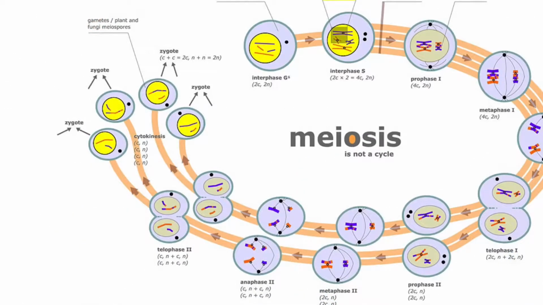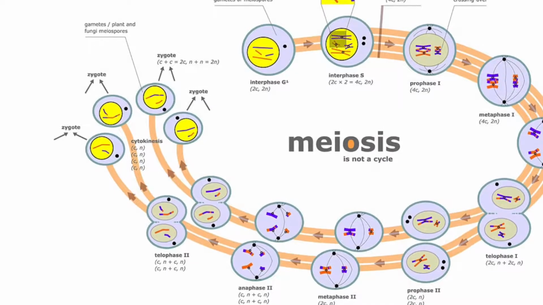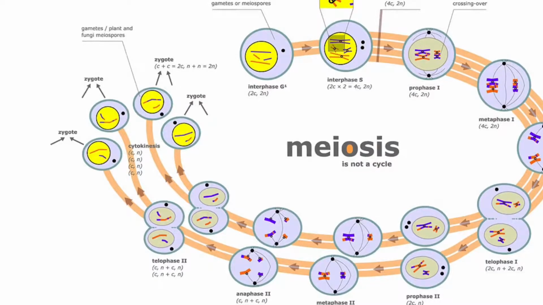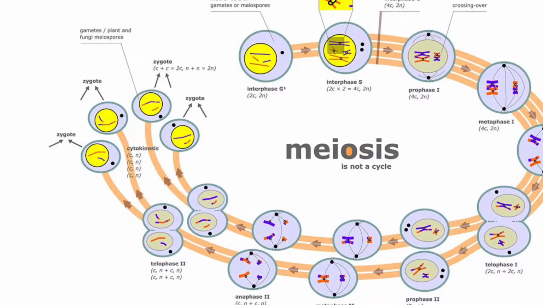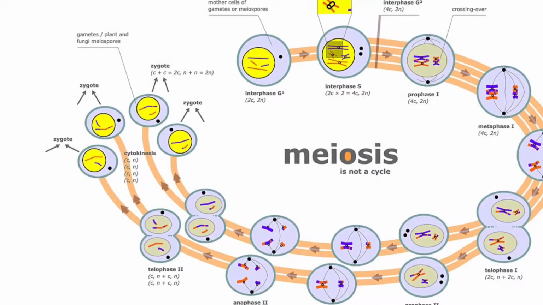Phases of meiosis 1 include interphase, prophase 1, metaphase 1, anaphase 1, and telophase 1. And the phases of meiosis 2 proceed with prophase 2, metaphase 2, anaphase 2, and telophase 2.